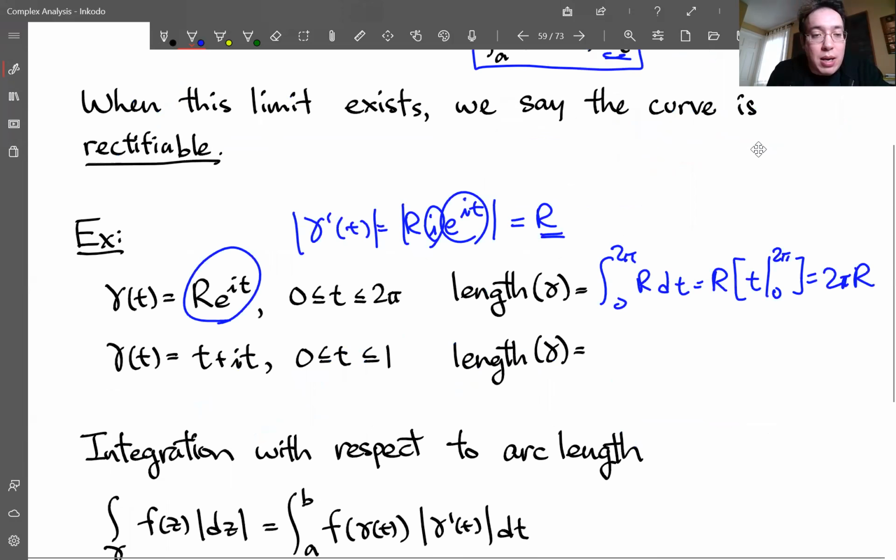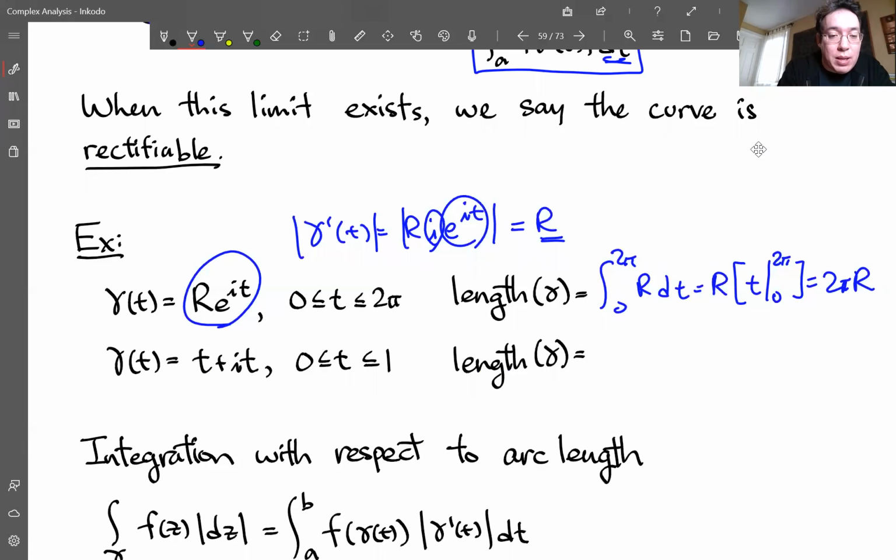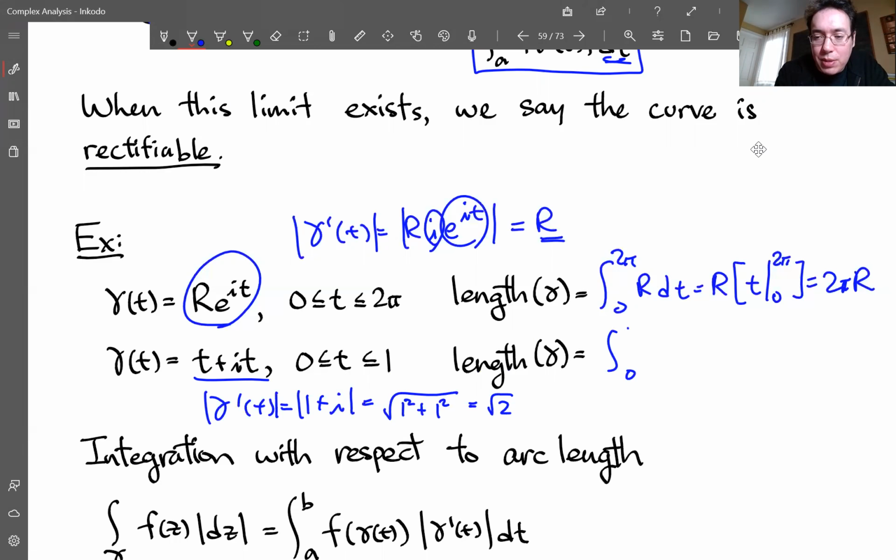Okay. Another example. If you have the curve t plus it, the derivative is 1 plus i, and the magnitude is going to be the square root of real part squared plus imaginary part squared, square root of 2. So the length is going to be the integral from 0 to 1 of root 2 dt. So the length of this curve is square root of 2.